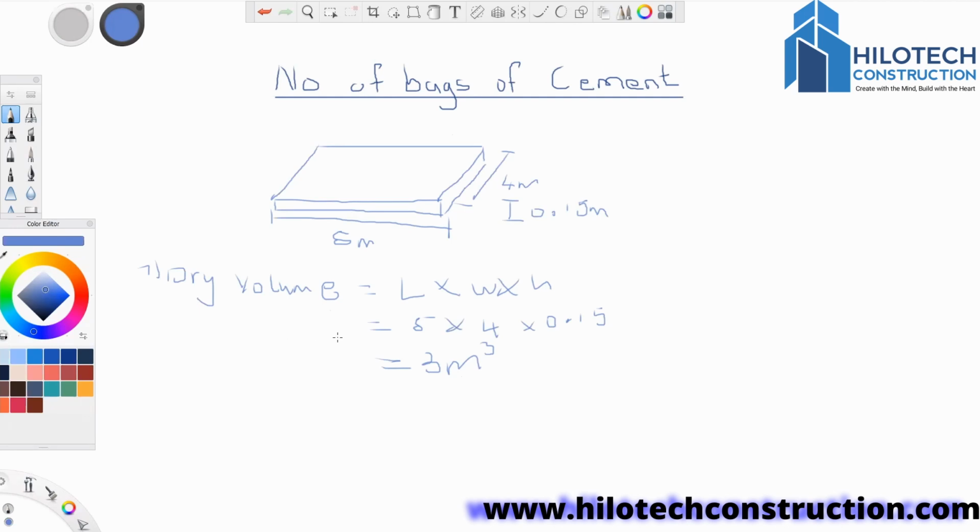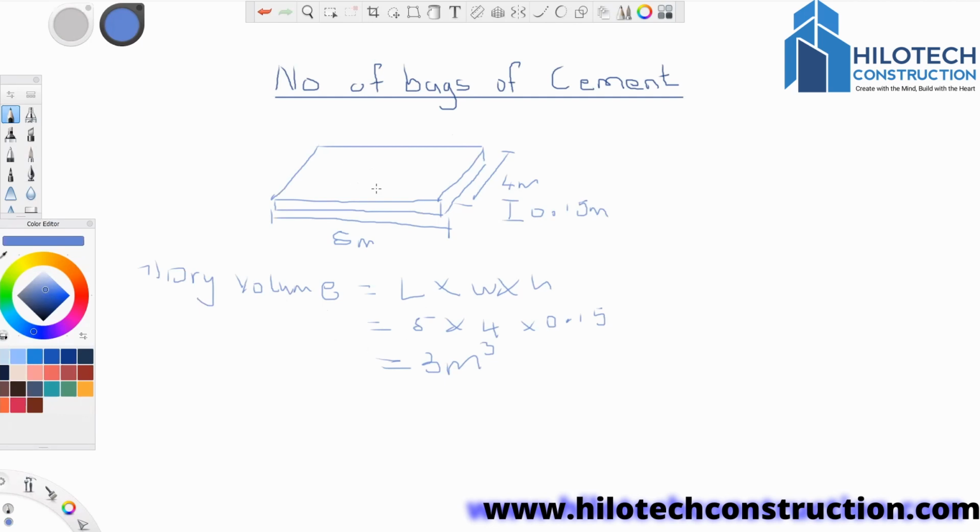Watch till the end to see two other methods which are a bit easier and not as lengthy as this. So now we have the dry volume. The dry volume which we have to pour is 3 meters cubed, as you can see here. But this is just the dry volume.